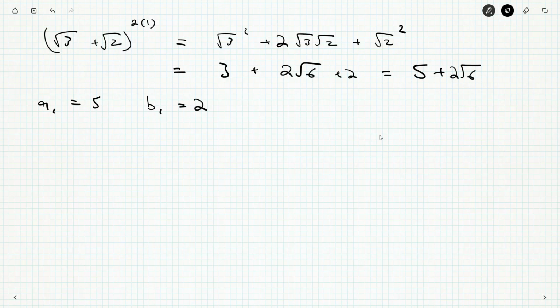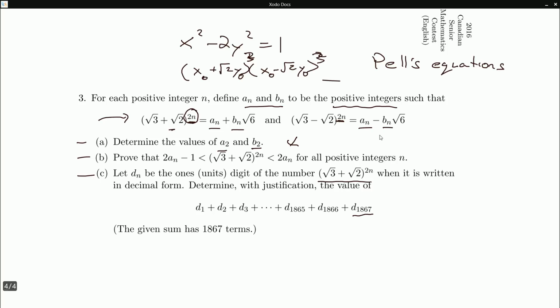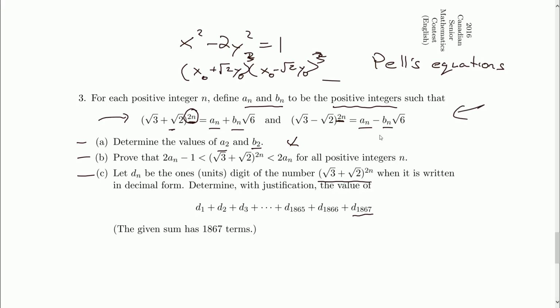Now, what's interesting to note is that they didn't tell me I have to prove that these two formulas both work. They didn't tell me anything like that, so I don't have to worry about that. So if I get an and bn from one method, I don't have to confirm by doing root 3 minus root 2 to the 2n and show that it is the same an and bn. They're giving me those formulas.